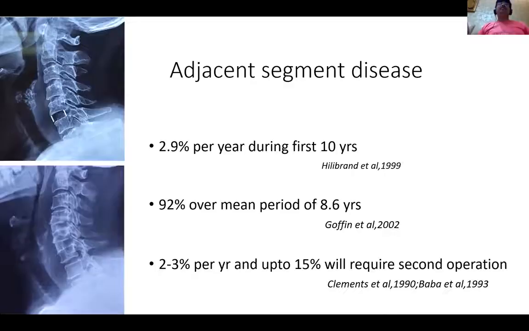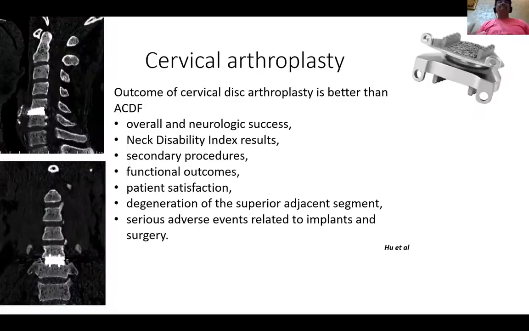So that is the statistic, and that is the main concern when you fuse a segment. So the concern of whether to fuse or not to fuse in a single level is of major debate, but that is beyond the scope of this chapter. But one needs to understand that there is definitely a risk of adjacent segment degeneration when you fuse the cervical spine from anterior. And to overcome this came the principle of cervical arthroplasty, or the artificial disc replacement.